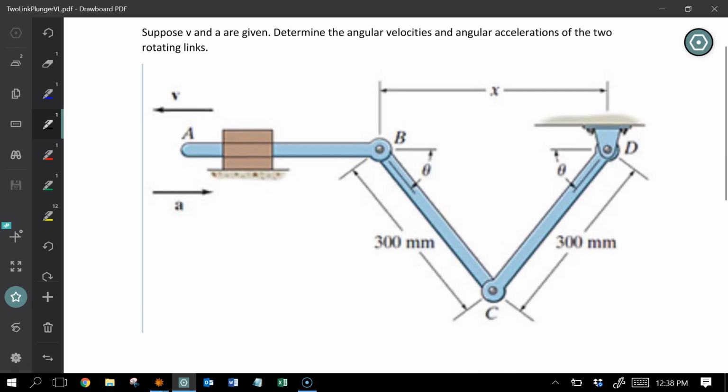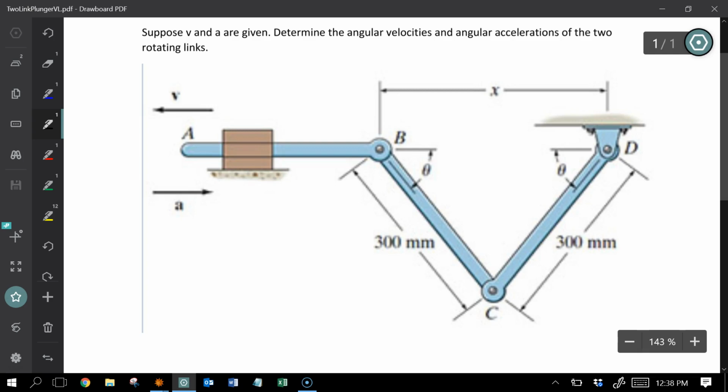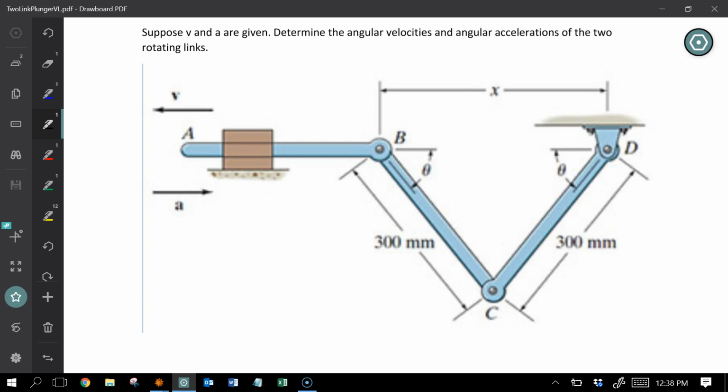Okay, I'm going to repeat this problem. This was done with special points earlier. This time I'm going to use the vector loop method. In order to do a vector loop method, you do the same thing as before. You identify special points, the number of rotating bodies, all of those things. And then you write a loop.